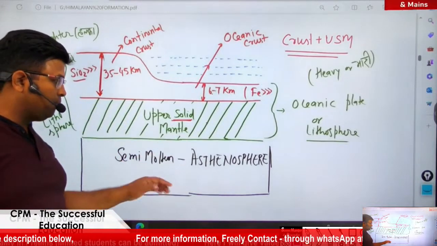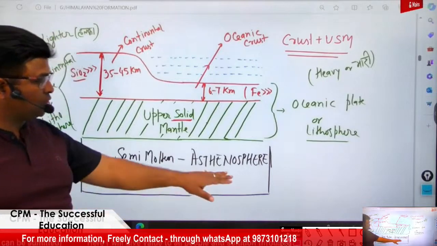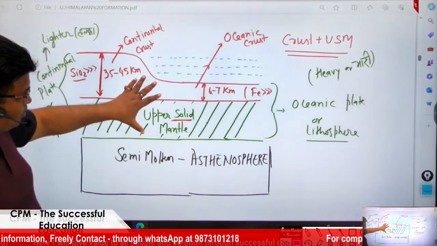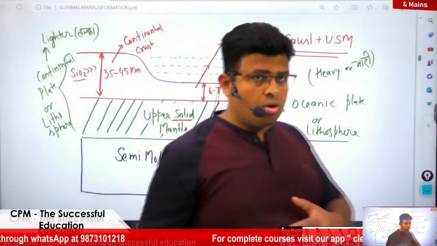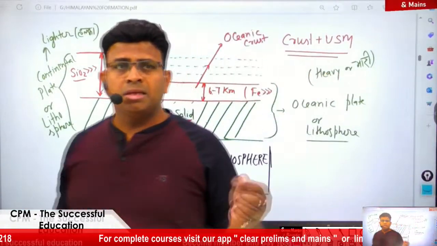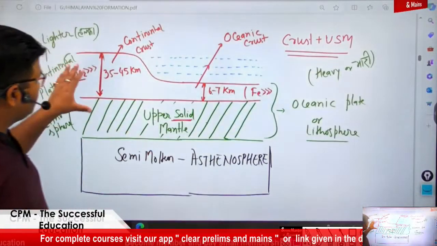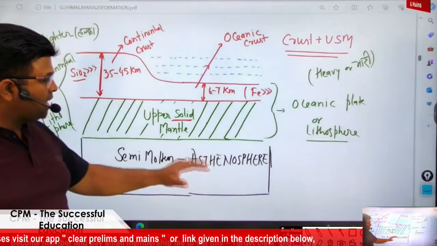Thereafter we'll have to see that this plate or lithosphere is floating over the mantle below. Below there is a semi-molten layer, which is known as asthenosphere. So this plate is floating over semi-molten asthenosphere, like a ship floating in the sea. Yes or not? Similarly this plate is floating over semi-molten asthenosphere.